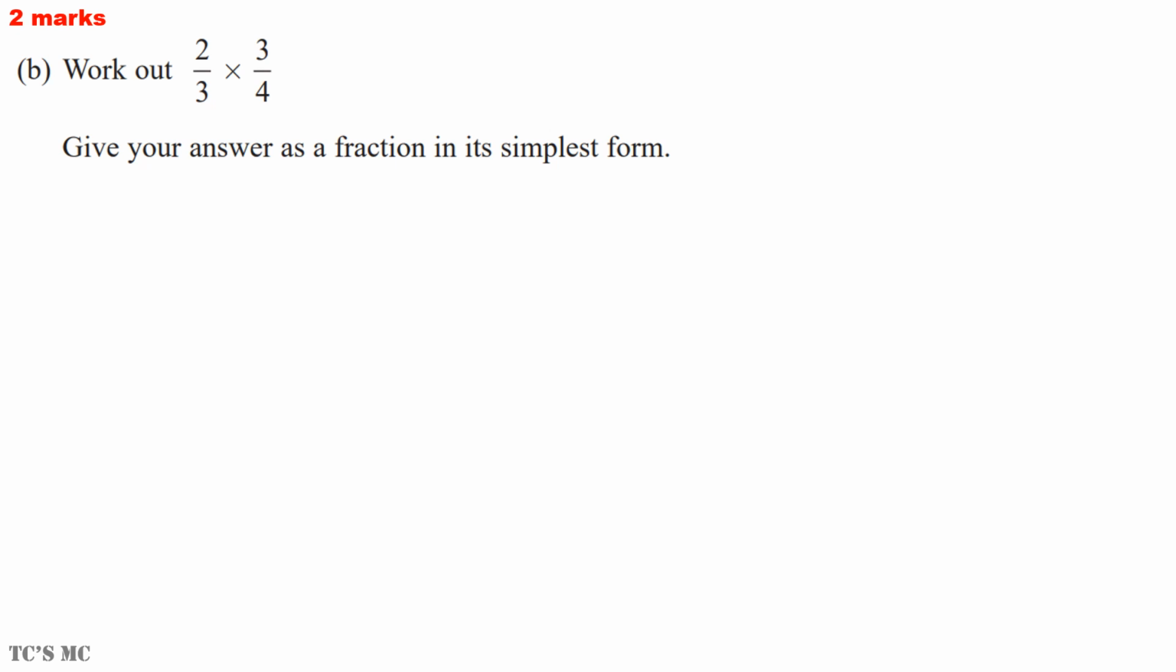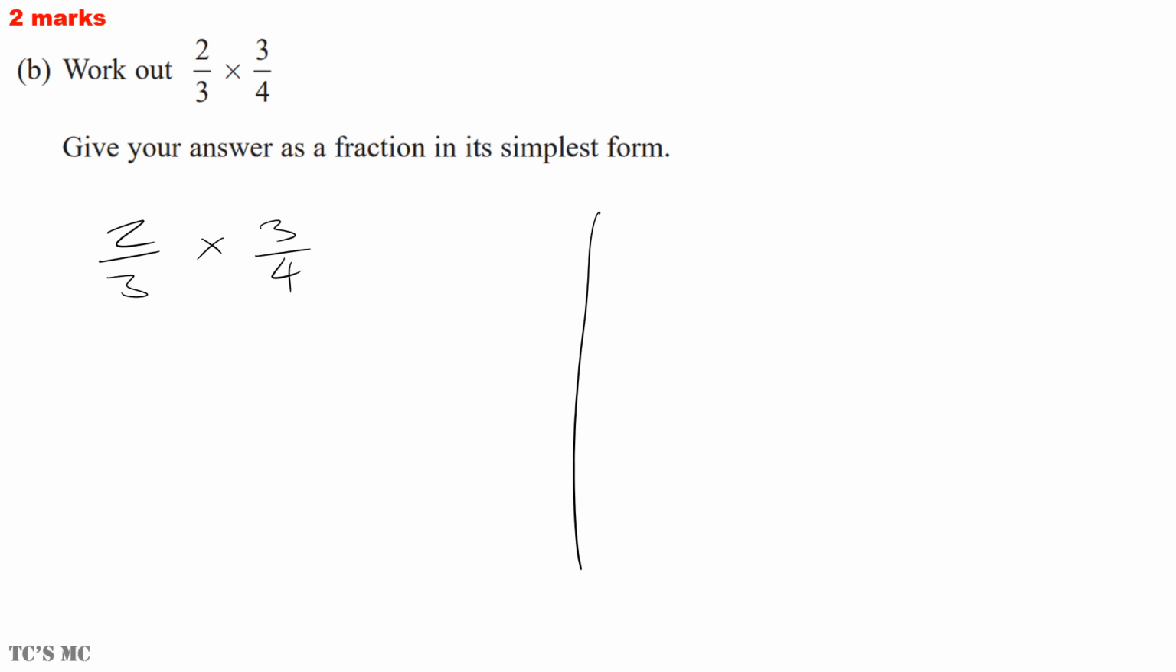Work out 2/3 multiplied by 3/4. Give your answer as a fraction in its simplest form. I'm going to show you two methods. So if I've got 2/3 multiplied by 3/4, what I like to do is cross-cancelling.